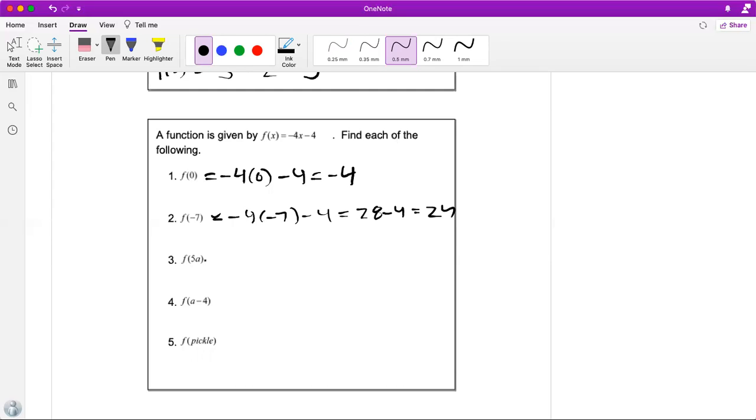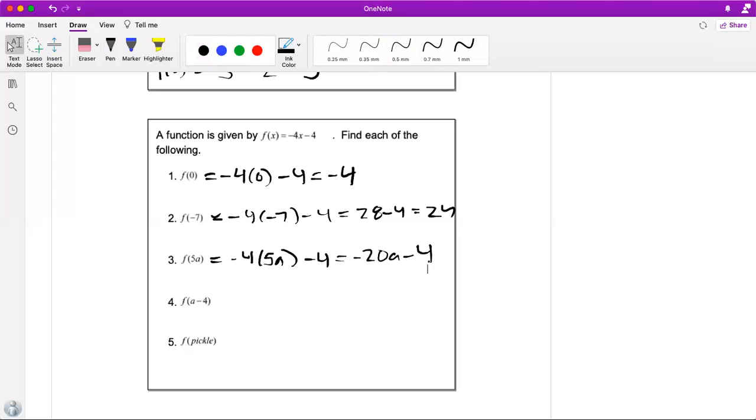5a, well, that's kind of annoying because it's not a number this time, but it doesn't really matter what's in the parentheses. The function tells you exactly what to do with it. It says negative 4 times the thing in the parentheses minus 4. So I do negative 4 times the thing in the parentheses, which in this case is 5a, and then I do minus 4. Negative 4 times 5a is negative 20a, and then minus 4. And then you're like, well, now what? And the answer is nothing. You're done. You can't simplify this.